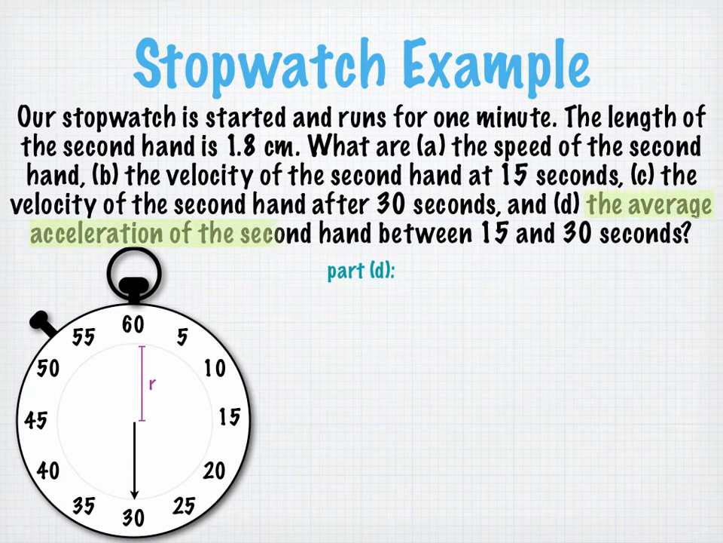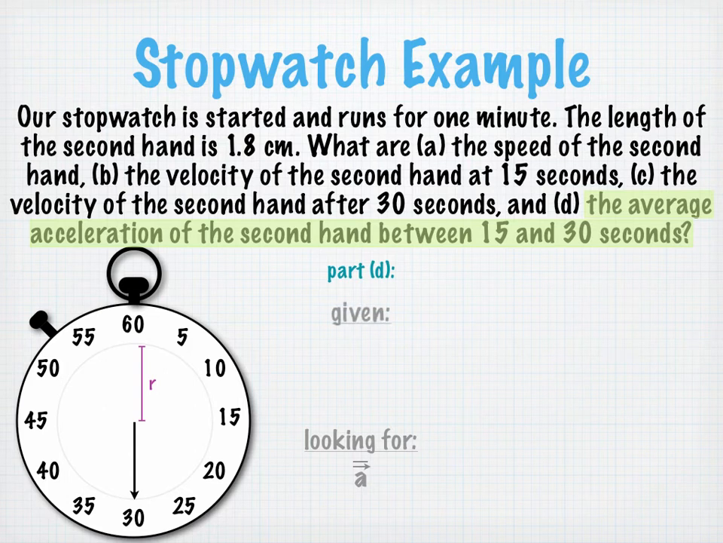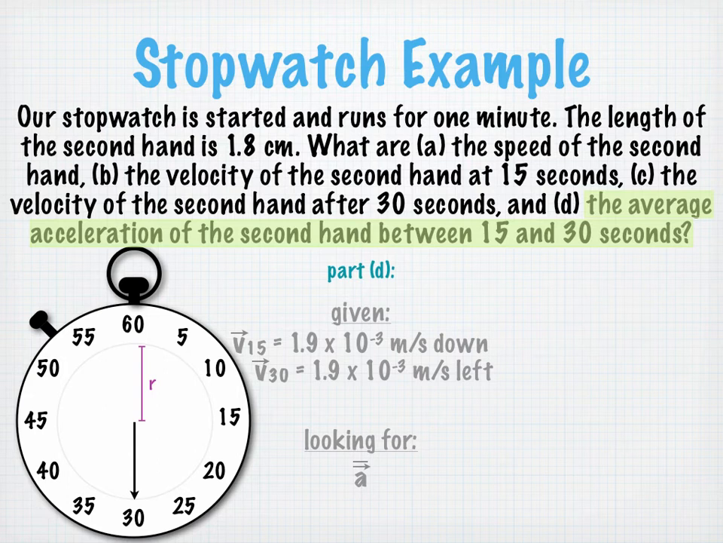And lastly, we have part D. For part D, we're looking for the average acceleration of the second hand between 15 and 30 seconds. In part B, we found that the velocity at 15 seconds is 1.9 times 10 to the minus 3 meters per second down, and in part C, we found that the velocity at 30 seconds is 1.9 times 10 to the minus 3 meters per second to the left. And our change in time is 30 seconds minus 15 seconds, which is 15 seconds.